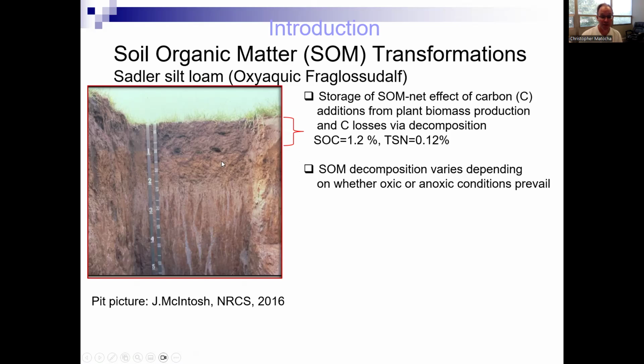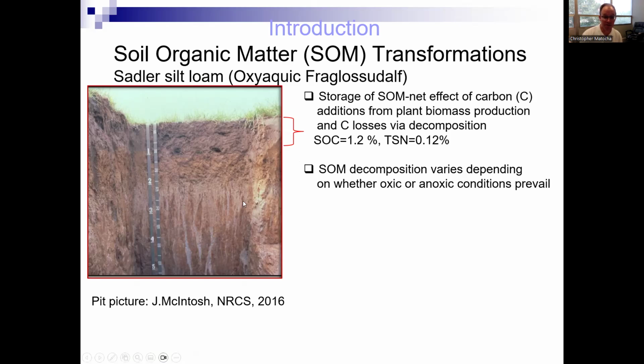Here's an example of a soil pit, the Sadler silt loam, one of the soils I use in this study, an oxyaquic Brach-Glass-Udalf, and you will note the darker area here at the surface corresponding to about 1.2% soil organic carbon and total soil nitrogen of about tenfold less. And so this accumulation of carbon is desirable from the standpoint of carbon sequestration, as well as all sorts of other important properties in soil, such as water holding capacity, availability of nutrients, and so on and so forth.